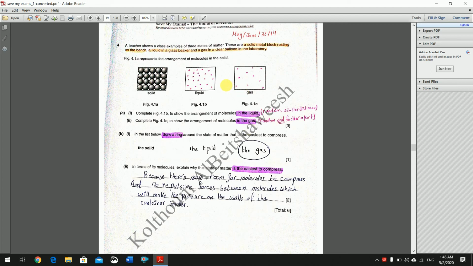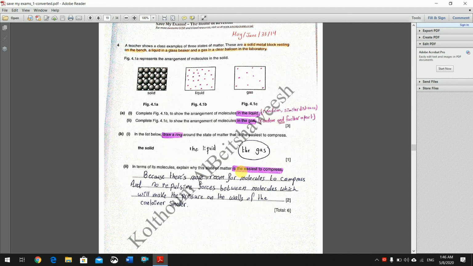Now, what you will have to do is that you have to draw the molecules of the liquid as random, and they have similar distances to each other, while you have to draw the ones with the gas also randomly, but they are further apart, and they have to be further apart. Now, in the list below, draw a ring around the state of matter that is easiest to compress, and of course, that is the gas.